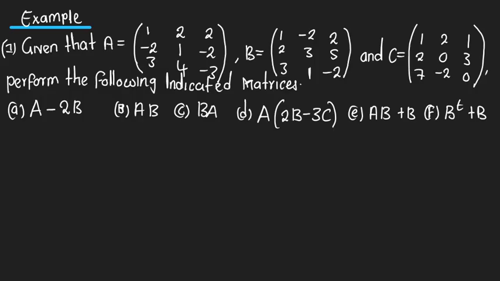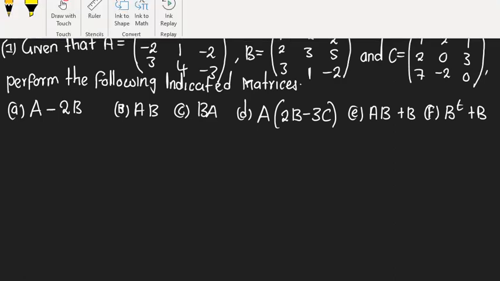Sorry. We have an example here, and we are going to be using this example to see how we are going to perform these operations. Given that A is equal to that, B is equal to that, and C is equal to that matrix, they are saying perform the following indicated matrix operations, right? So, solution. I'm going to be a little bit slow so that we don't get confused.